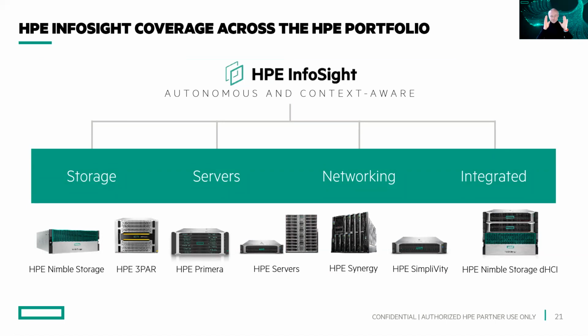But anyway, we are proud to say that it's on Nimble, it's on Tri-Par, it's on Primera, it's on nearly all HPE servers, it's on Synergy, it's on SimpliVity, and it's on dHCI, which is the hyper-converged version of Nimble in combination with ProLiant servers. Almost everywhere, and it's growing.